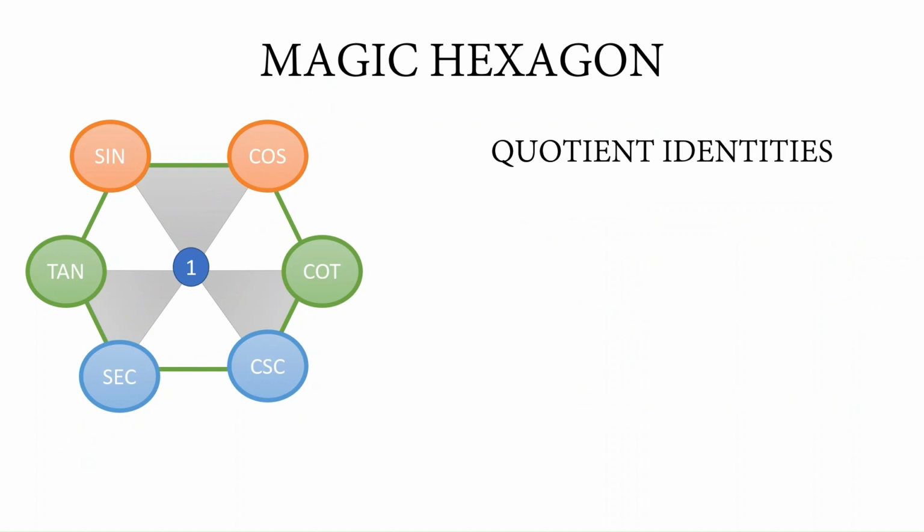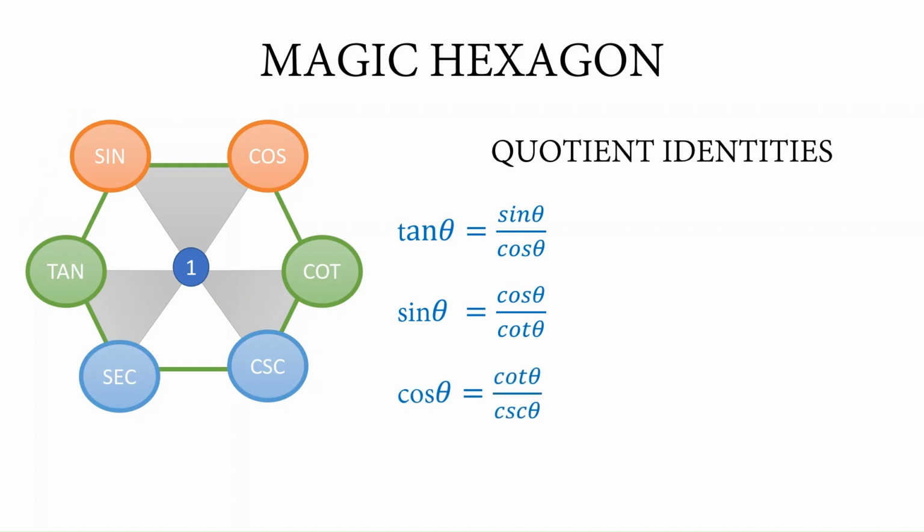So here is the tan. Tan equal to sine upon cos. In a similar way, we will follow the clockwise direction to identify different identities here. Next we'll take sine. Sine equal to cos upon cot. Now if we start at cos, then we'll get cos equal to cot upon cosecant. Now start with the cot vertex. Going clockwise, cot equal to cosecant upon secant.